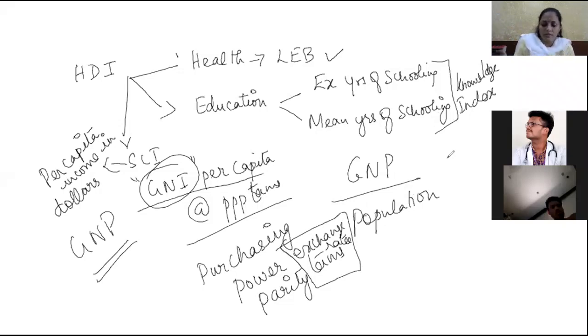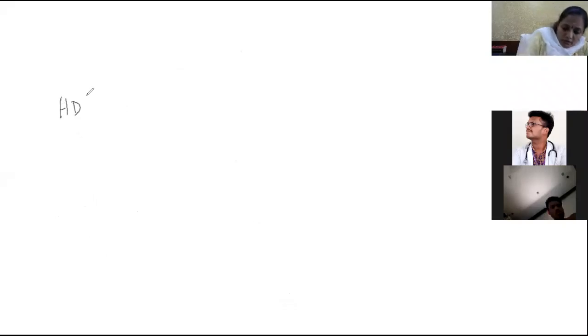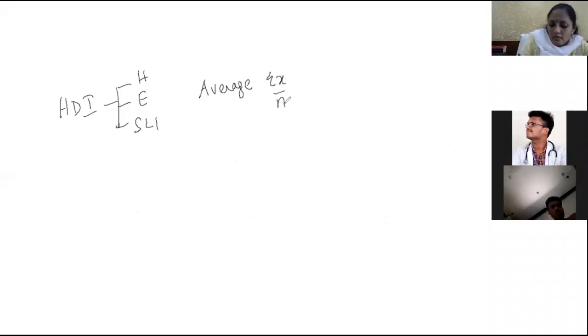How am I going to summarize? All the three things should come into one place. I'll add the page. Human development index: health, education, standard of living. Earlier they used to do average. What do you mean by average? Sigma x by n. They used to add health, education, standard of living and divide it by 3. This is not being followed now.